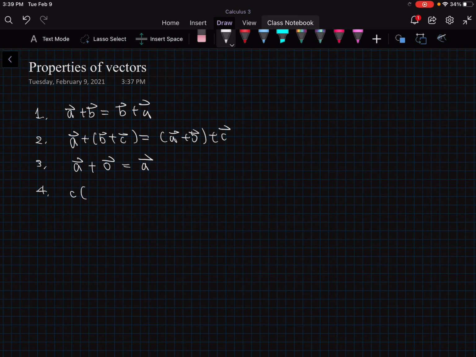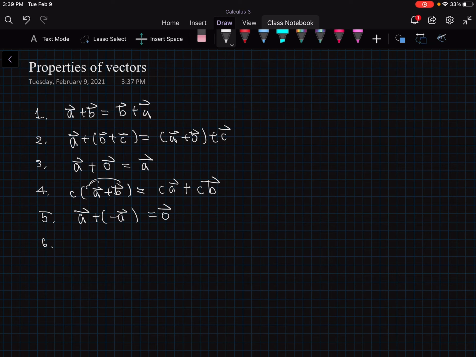And the distributive property, meaning you have a constant times A plus B, which is equal to, you can distribute it: figure out what C times A is first, plus C times B, and add the result together. Sorry, I skipped one. The additive inverse. What does that mean? If you have vector A, negative A is the additive inverse of A. That's equal to a zero vector.